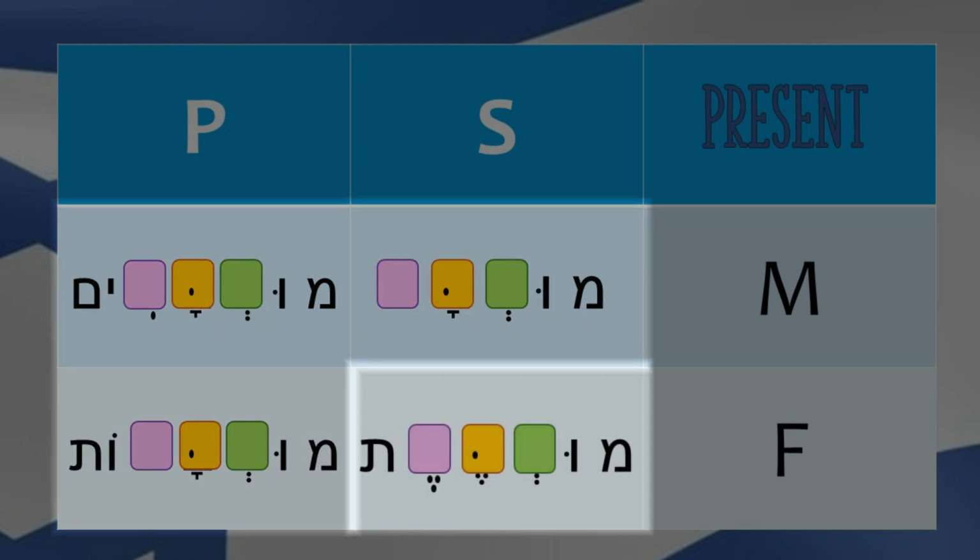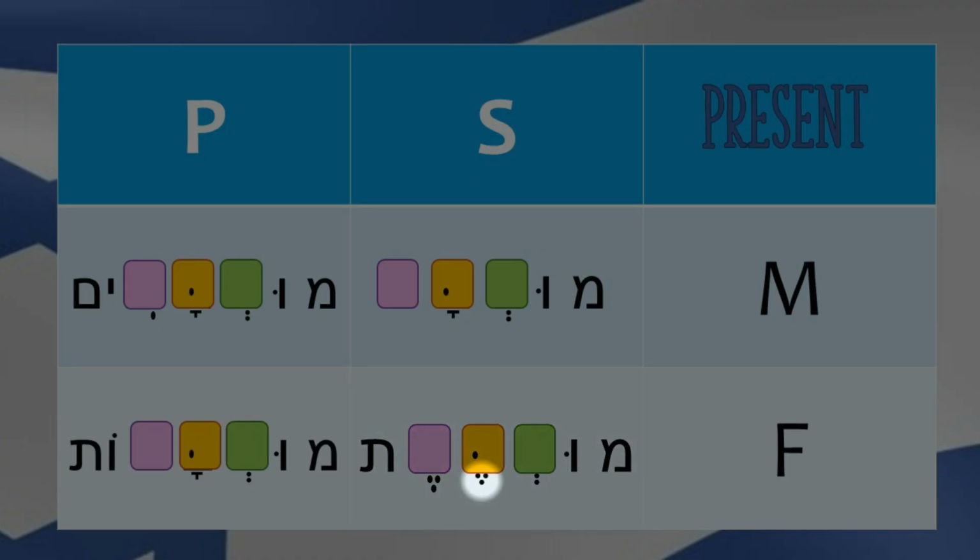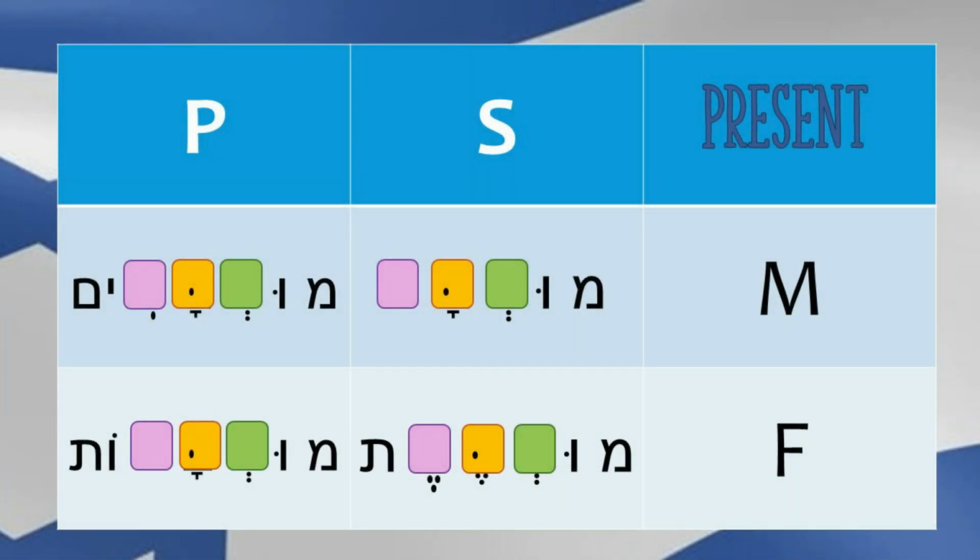And then singular feminine is a little bit different. Under that second shoresh letter, we get a segol. And under the third shoresh letter, we also get a segol. And then that third shoresh letter is followed by a taf. And because of those segols, the feminine singular has the stress on the second to last syllable.